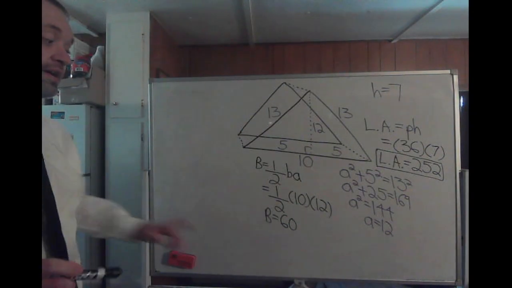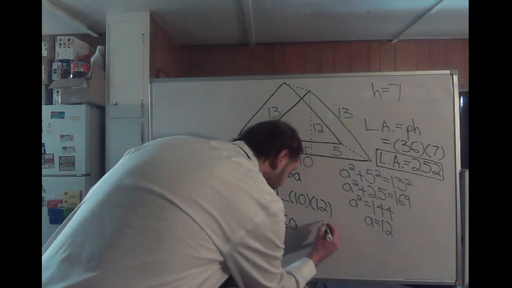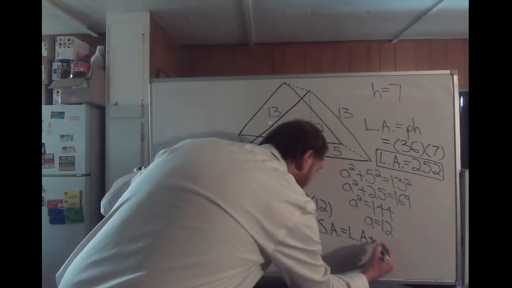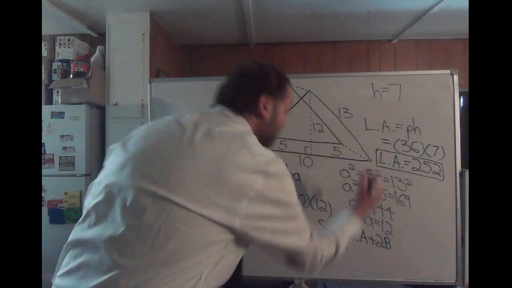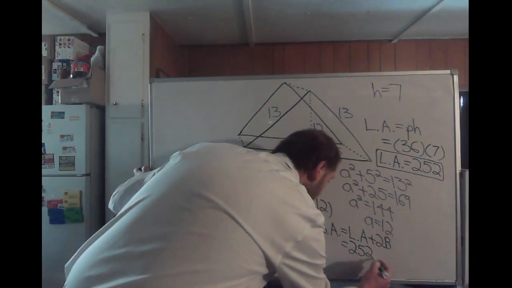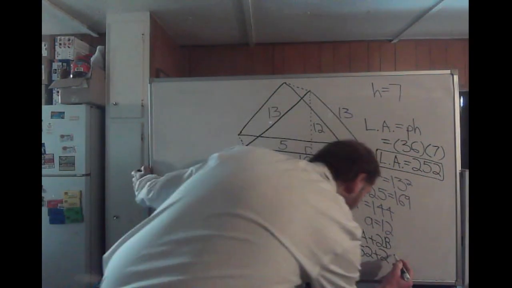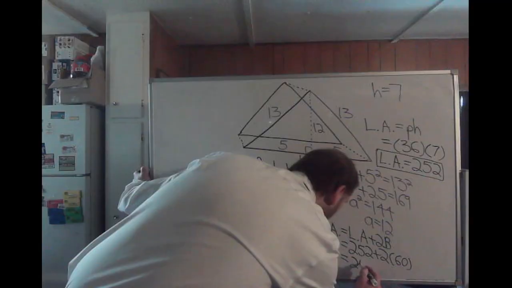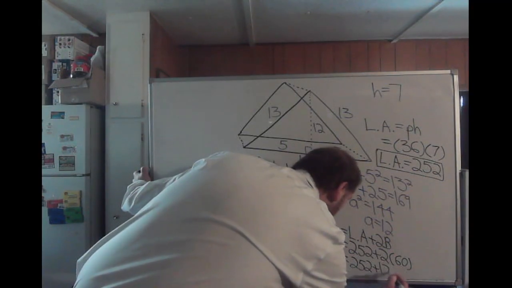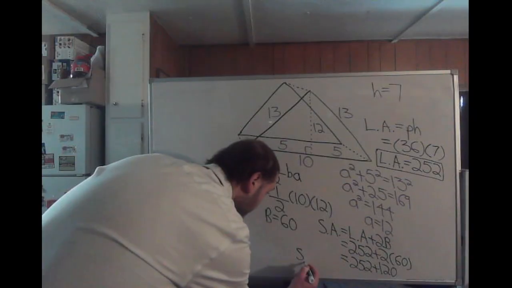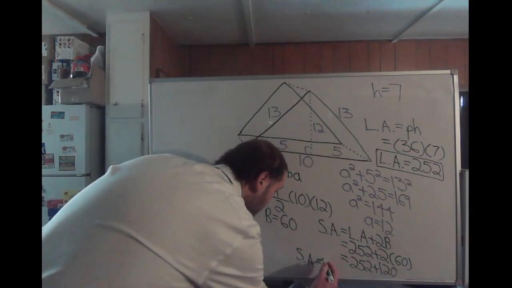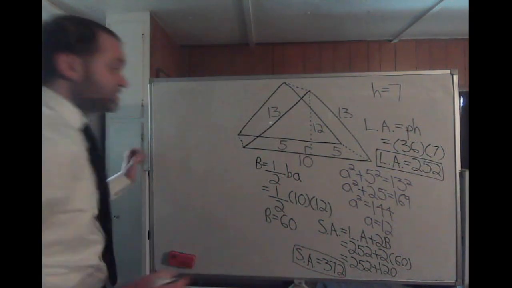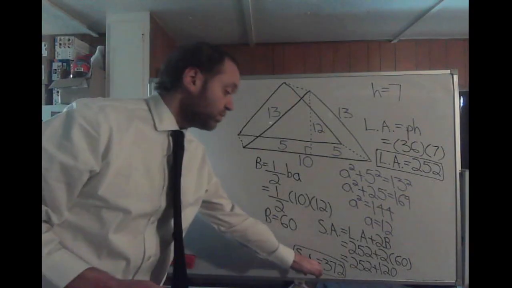Now that we know the area of the base, we can find the surface area. The surface area is equal to the lateral area plus twice the area of the base. The lateral area was 252 square units, plus twice the area of the base, which is 60, so 252 square units plus 120 square units. That gives you a surface area for this prism of 372 square units. So the surface area of this triangular prism is 372 square units.